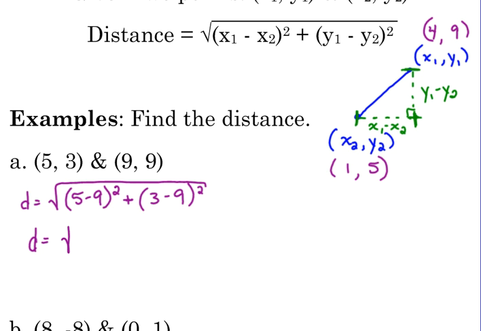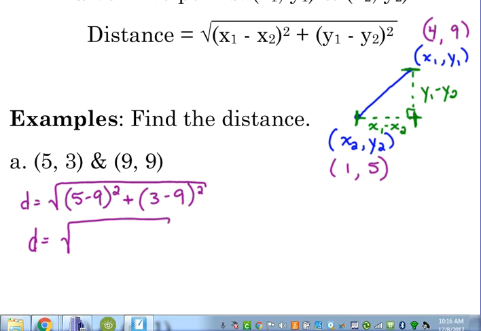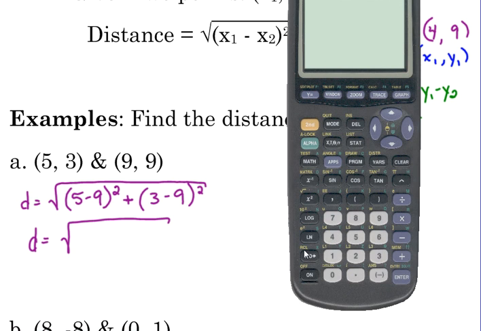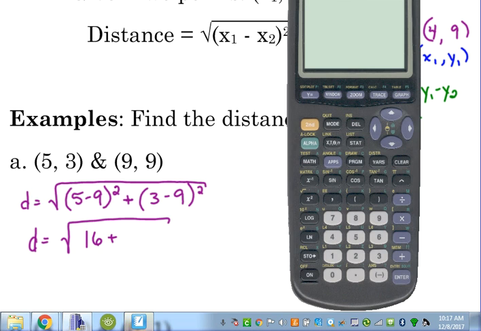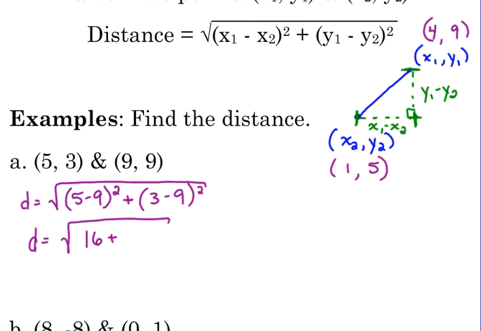All right, now, I'm not going to type all this into my calculator because I want to leave it in square root form. So I'm just going to type in what's under the square root. And actually, I'm not going to type it in. I'm going to do some mental math. 5 minus 9 is negative 4. Negative 4 squared is 16. 3 minus 9 is negative 6. Negative 6 squared is 36. 16 plus 36 is 52.